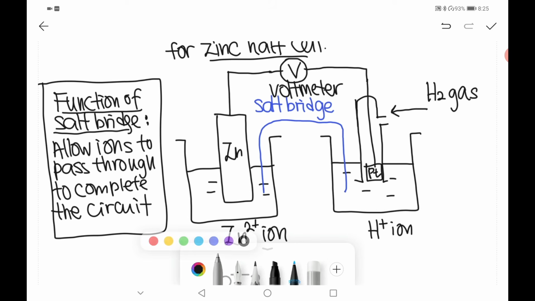So you can see once you put the salt bridge, electric can go from here to here to here, come back to here. Now we have one whole cycle already. When we have one whole cycle, then only do we have electric. So you must know how to draw this diagram.